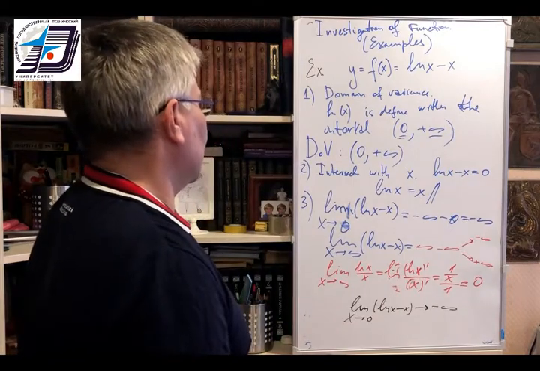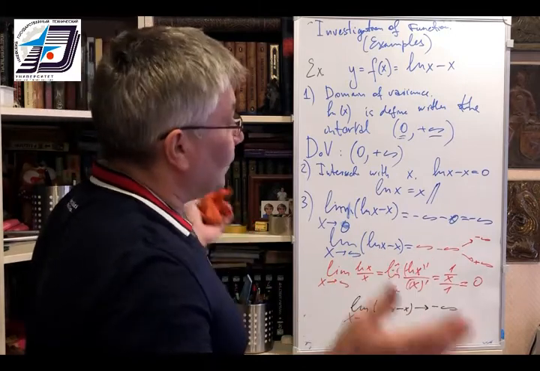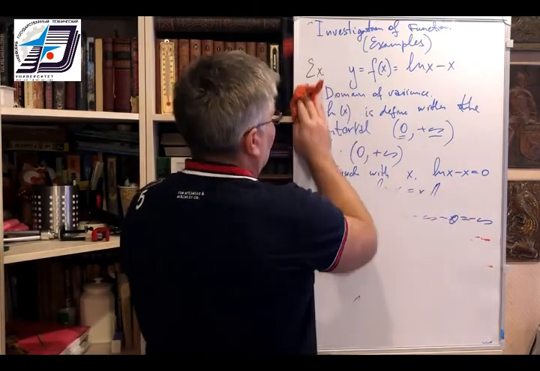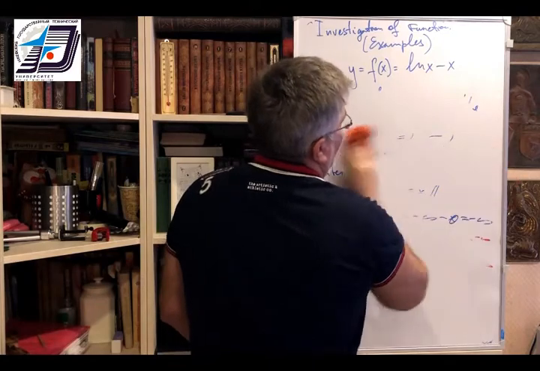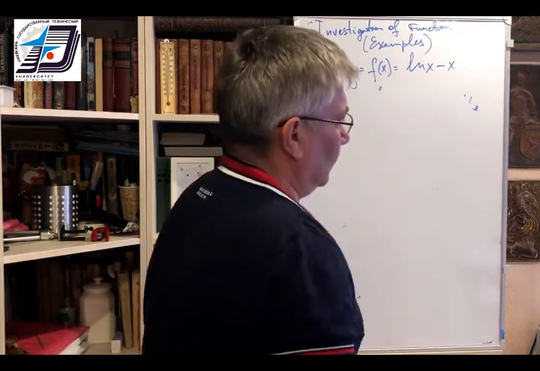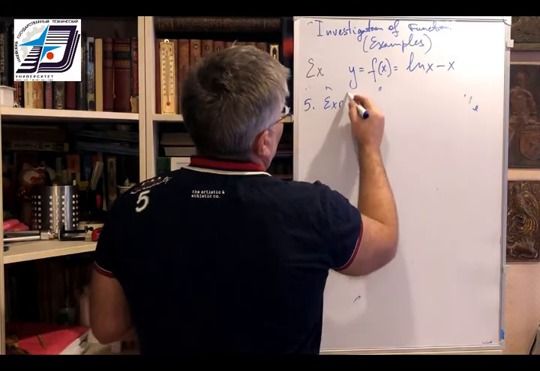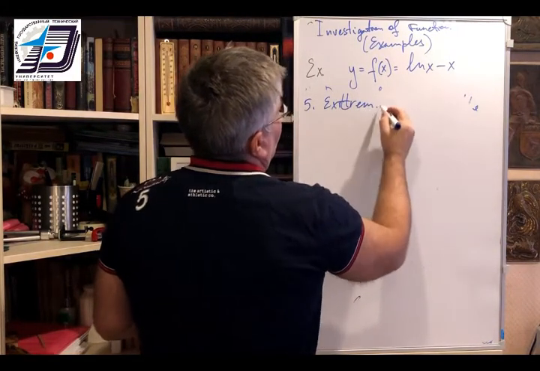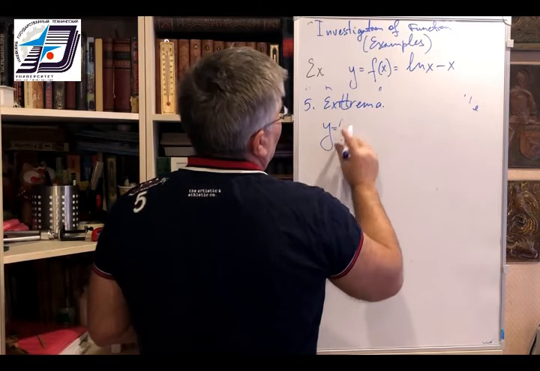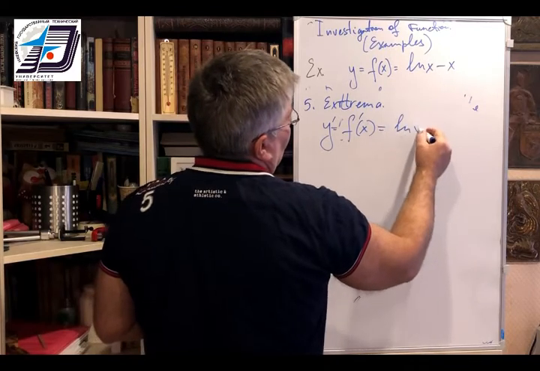So, what should we do next? Next step, we have to define the maximum and minimum points, the extrema of this function. The fifth step: extrema of the function. To define extrema, we have to calculate the derivative of this function, f prime of x.